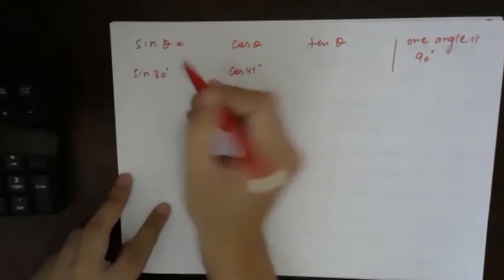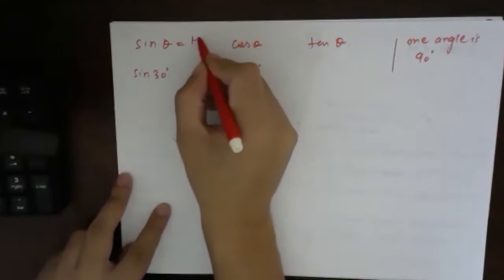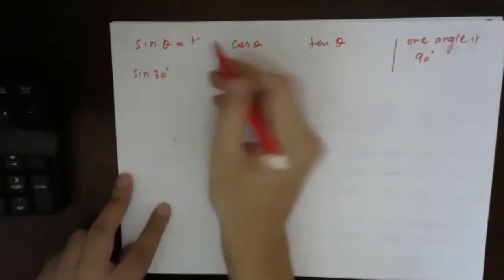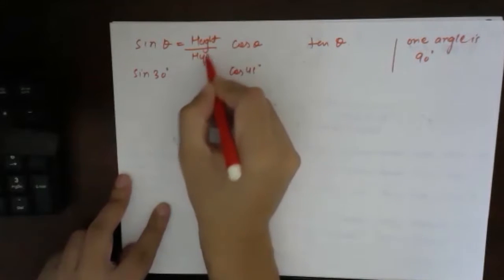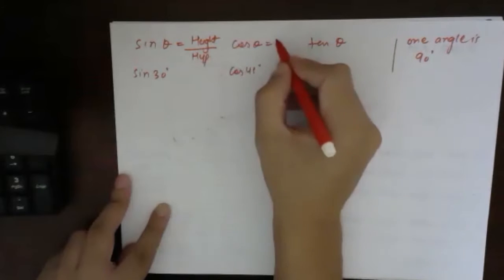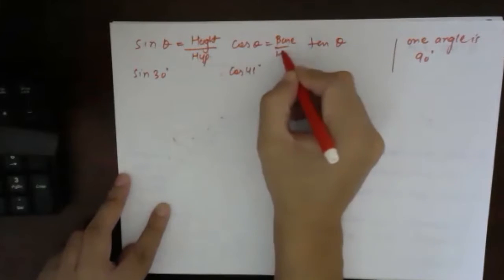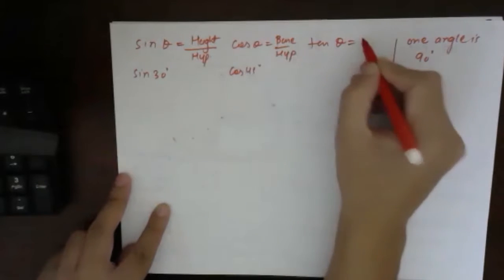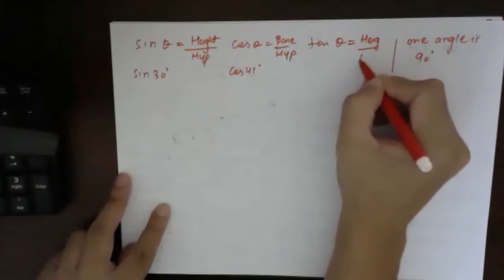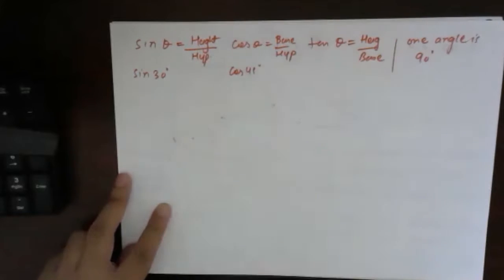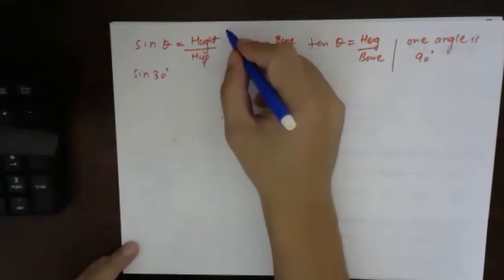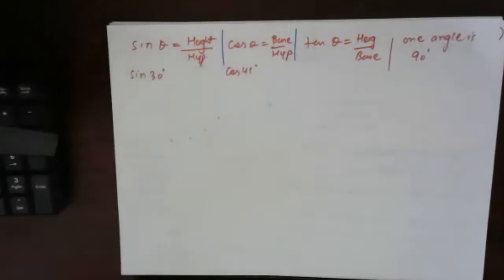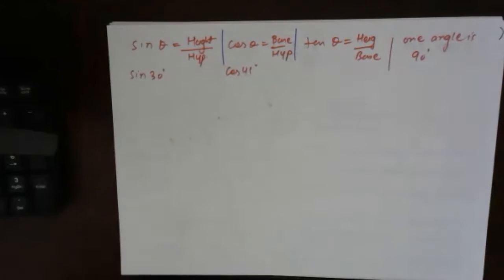And sine theta, we know, is height upon hypotenuse. Cos theta is base upon hypotenuse, and tan theta is height upon base, right? So let's see what is the reason behind this. Let's see first why these ratios will always be the same. Why will these ratios always be the same, right?